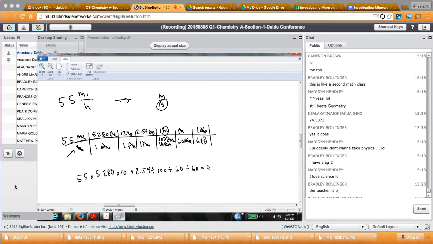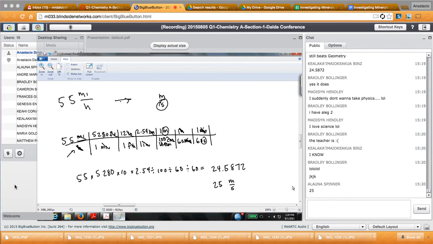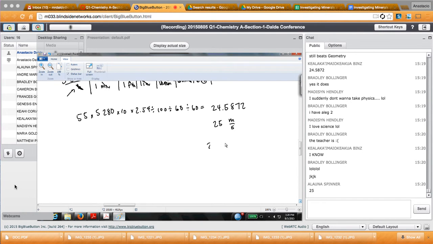Anyway, somebody said the answer is 24.5872. But I would report my answer as just 25 meters per second. In fact, technically speaking, I probably would do something like 2.5 times 10 to the 1 power meters per second. That is technically the best answer, because it's in scientific notation and has one digit in front of the decimal point. But really, it's just 25.